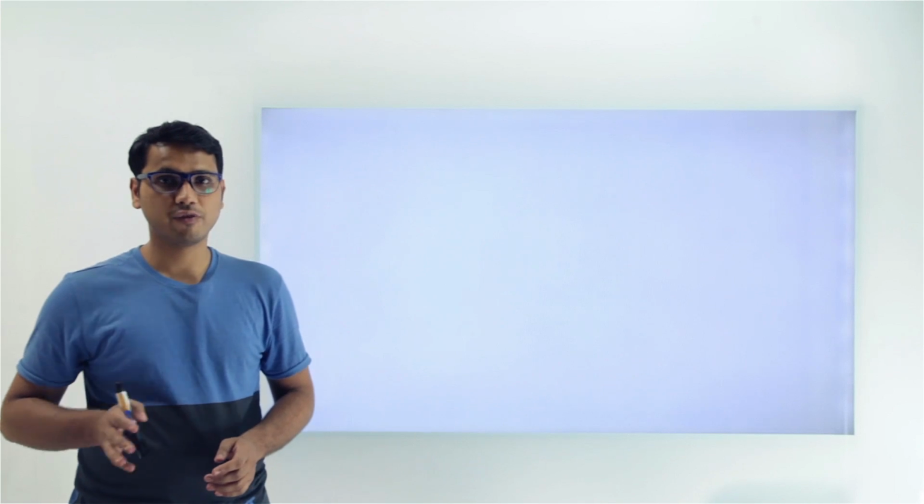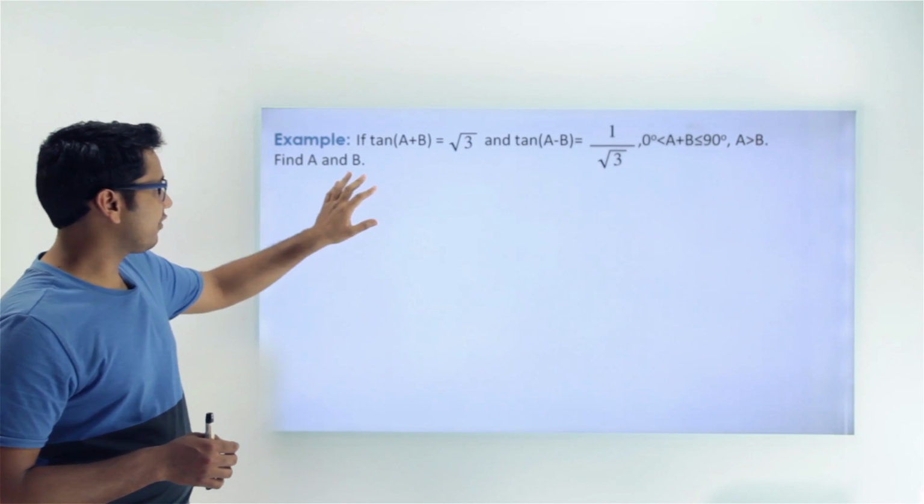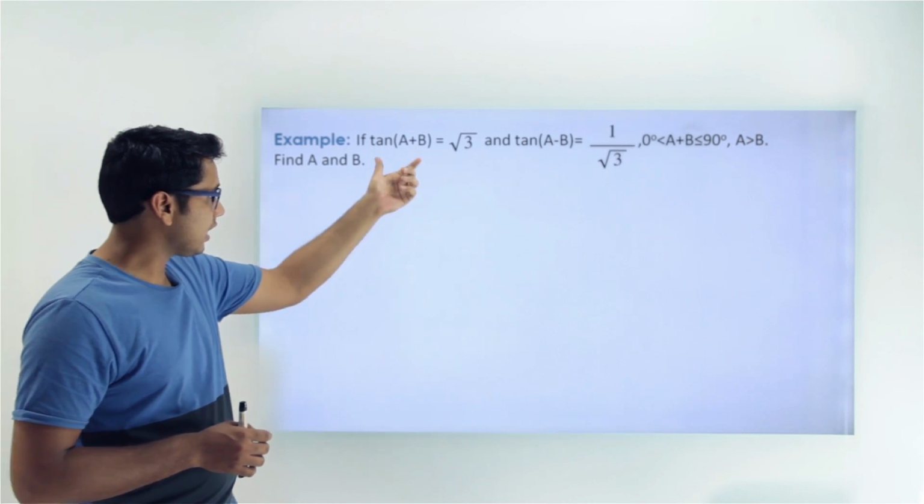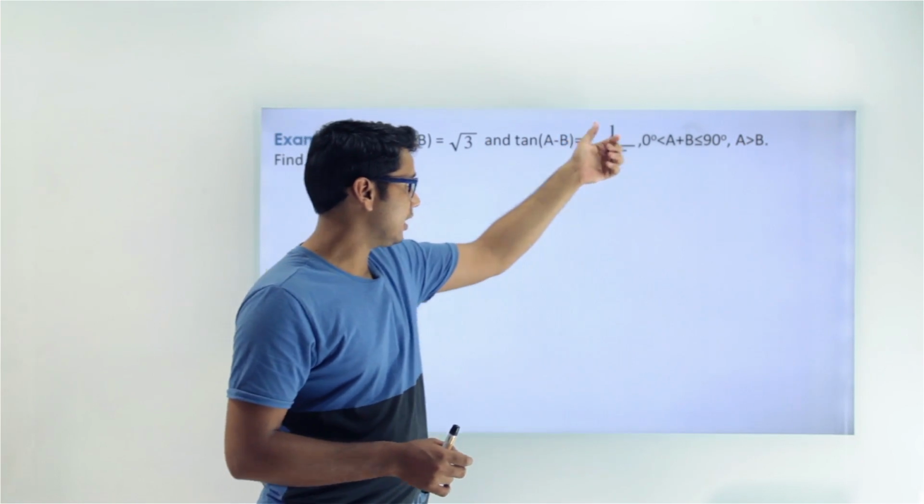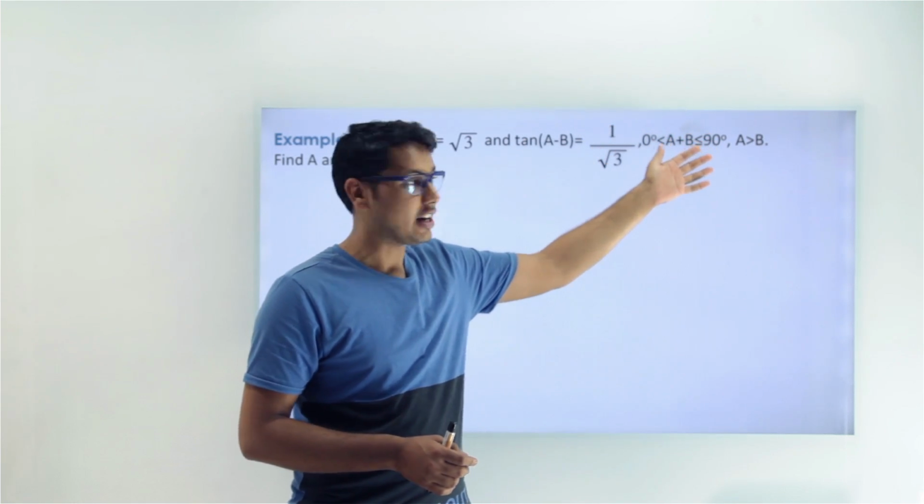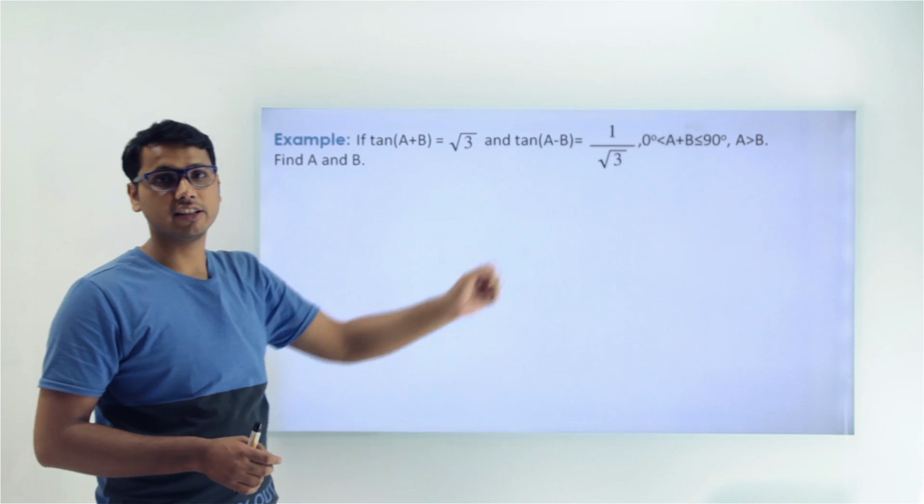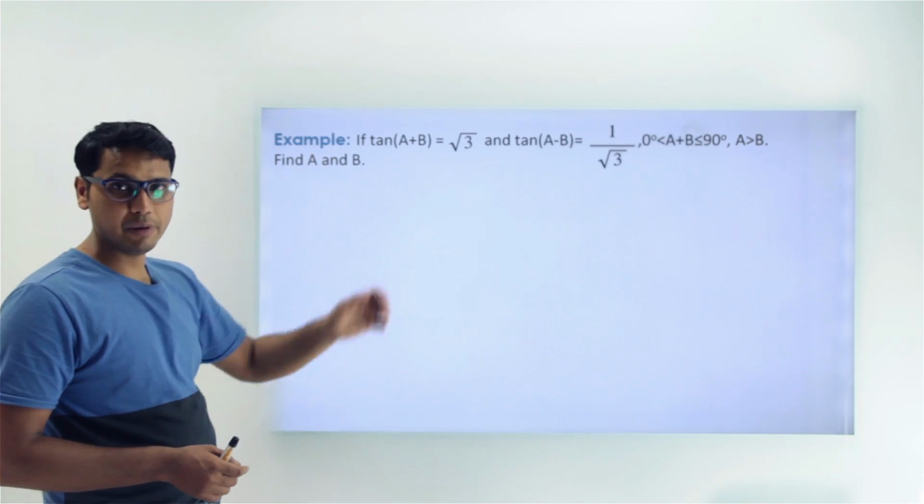So now let's move to our next type of examples. In this example, we are given that tan(a + b) equals root 3 and tan(a - b) equals 1 by root 3, and a + b is an angle less than or equal to 90 degrees and a is greater than b. So we have to find the value of angle a and angle b.